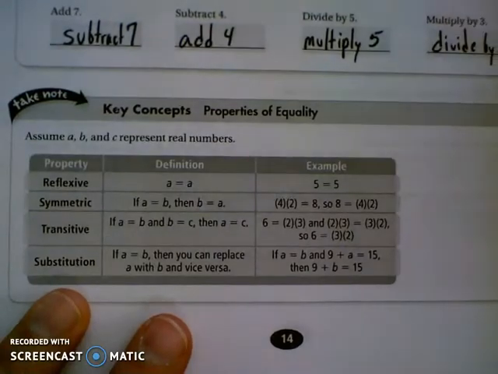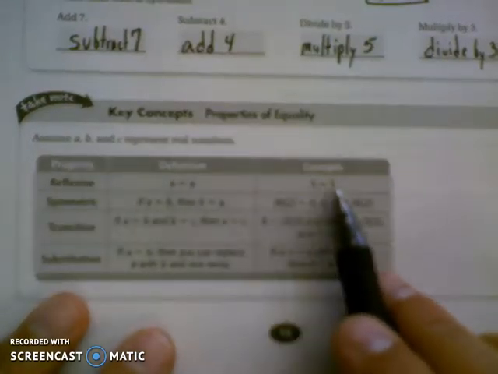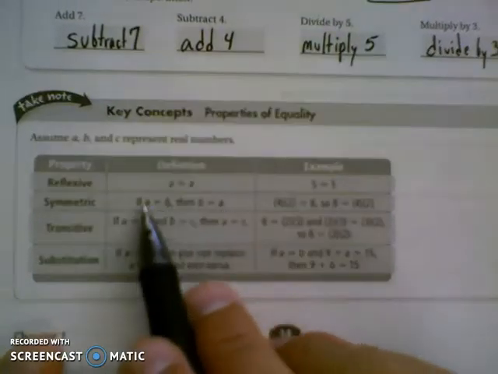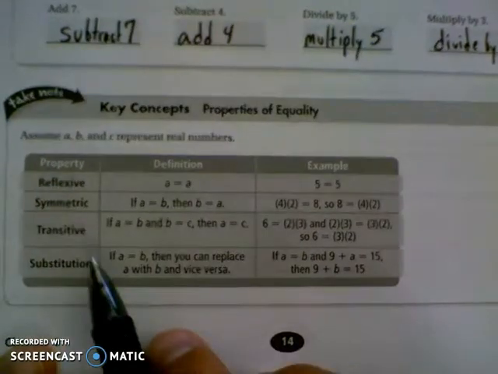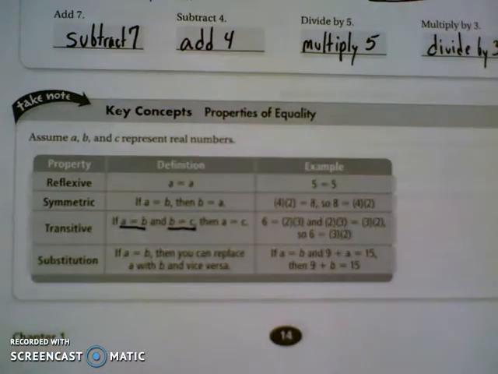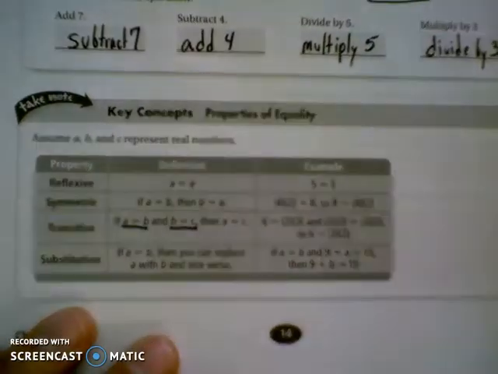And here are the key concepts. Some of our properties. Reflexive: A equals A, 5 equals 5. Symmetric: if A equals B, then B equals A, so you can reverse them. Transitive: A equals B and B equals C, and then A equals C. So these two equal each other, and these two equal each other. The A and C must equal each other. Substitution: you can substitute a letter in, and it equals that. So those are some of our properties, keynotes.